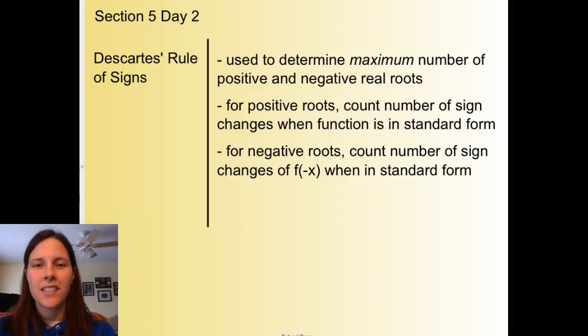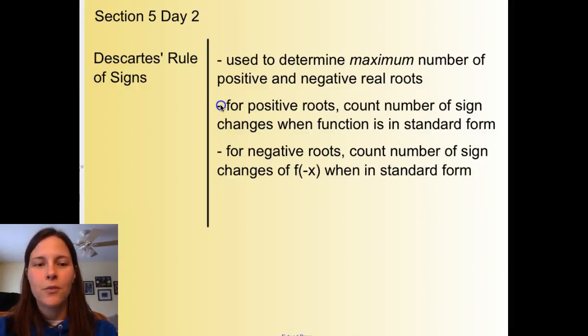Final piece of this lesson is Descartes' rule of signs. What this does is give us the maximum number of positive or negative zeros that a function can have. So it's helpful when you're using the rational root theorem. It gives you an even better chance of guessing a correct zero.